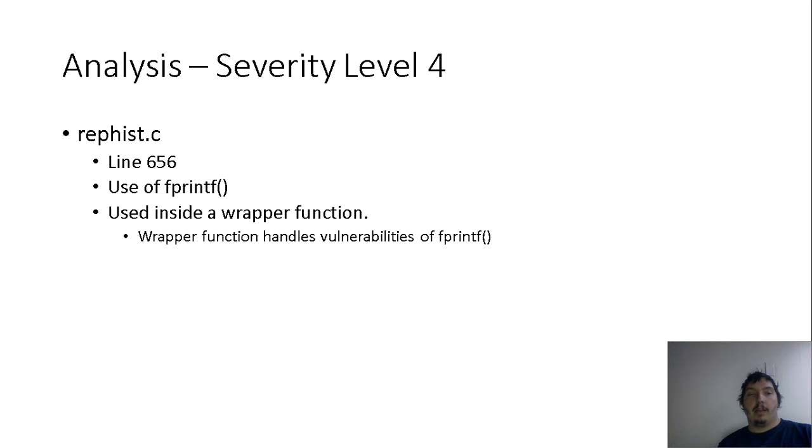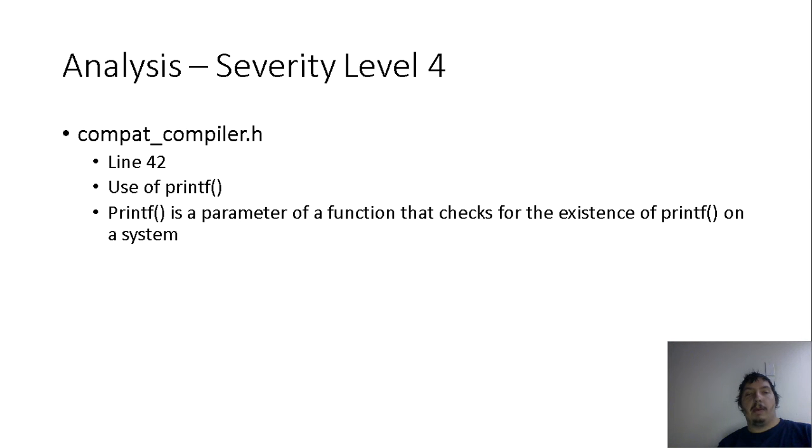Then we get to this one, fprintf. It's being called within a wrapper function, and this wrapper function handles the known vulnerabilities of printf. Compiler again, we're talking about printf, and in this case, this is just a parameter in a function that checks for the existence of printf in the system. It's checking to see what kind of compiler has been used and whether it's a GNU system or another type.